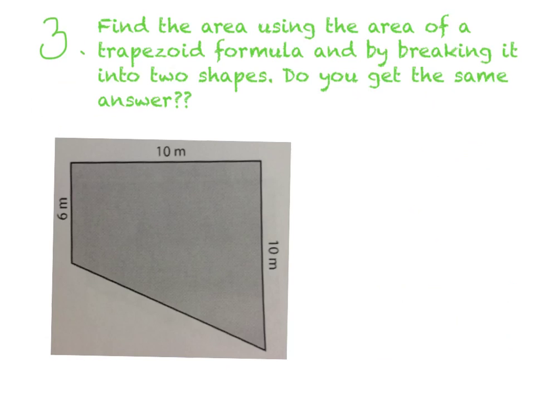And number 3, you need to do 2 things for this problem. First, I want you to find the area using the area of a trapezoid formula. So if you notice that this is a trapezoid, you have your two parallel sides here, which are going to be your bases, base 1 and base 2, and then your height would be 10. So I want you to first use the area of a trapezoid formula to find the area. Then I want you to divide it into two shapes, a rectangle and a triangle, and find the area that way. Do you get the same answer?